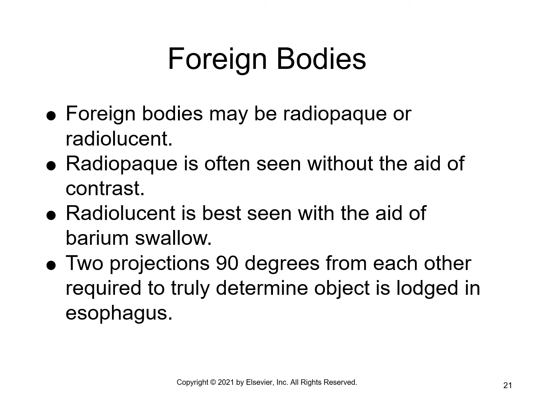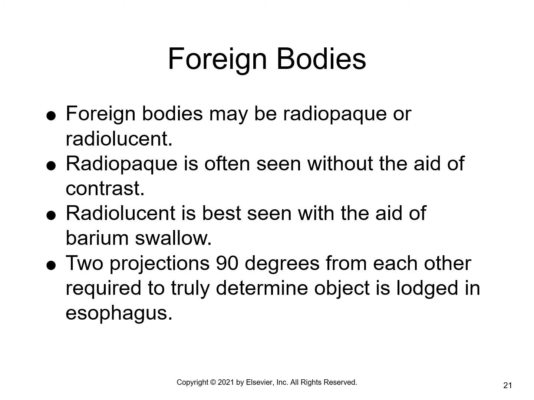Radiolucent ones are difficult to see, and really they're best seen when we utilize a barium swallow, and that barium would move around the radiolucent object and cause it to show its outline, and that's how we would identify a radiolucent object.